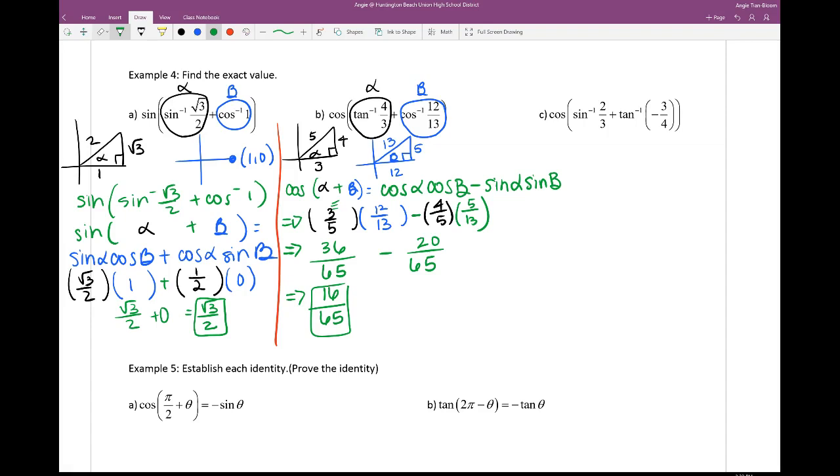All right, on the last one, why don't you decide which one's alpha and which one's beta and then draw at least 2 triangles for me, one for alpha and one for beta, and then we'll come back.